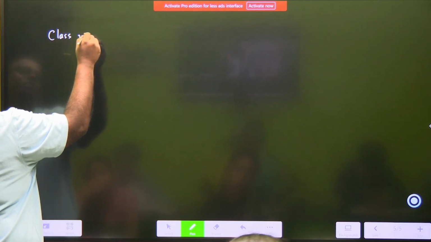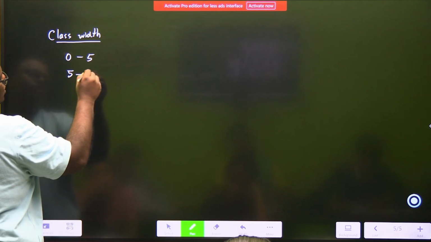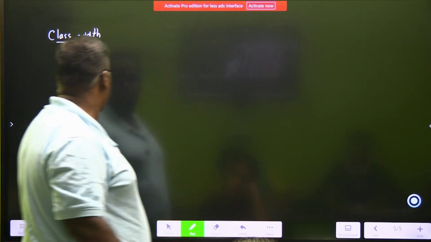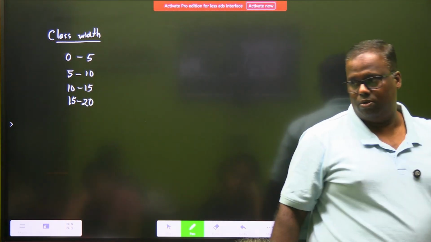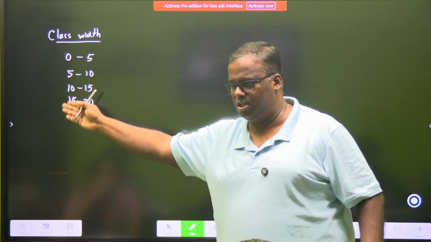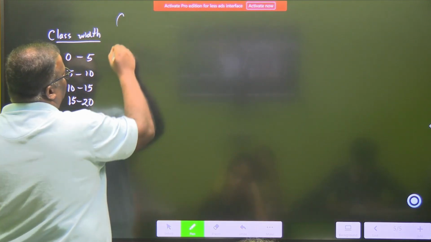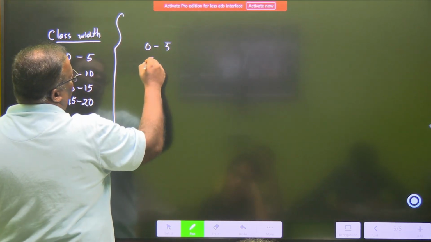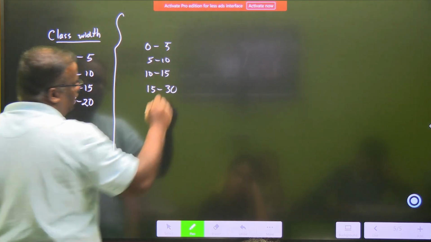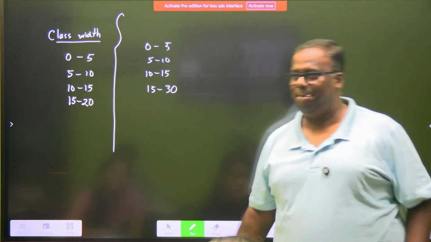Class width. Okay, let's look at the class width. What is class width? 0 to 5, 5 to 10, 10 to 15, 15 to 20. This is a continuous distribution in which the class width is 5. How do you find the class width? UCL minus LCL. इसमें कितना गैप है? 5, 5, 5, 5, 5. आपको क्या करेगा ना, कहीं पे जंबलिंग मार देगा. Rather than giving it like this, they'll give 0 to 5, 5 to 10, 10 to 15, 15 to 30 मार देगा. ले, कर दिया सत्यानाश. Have you understood?